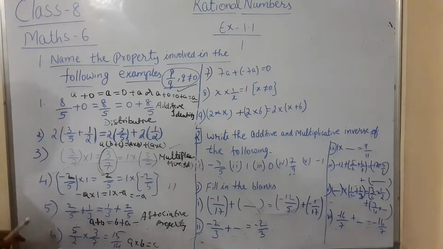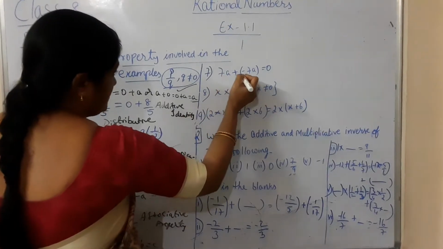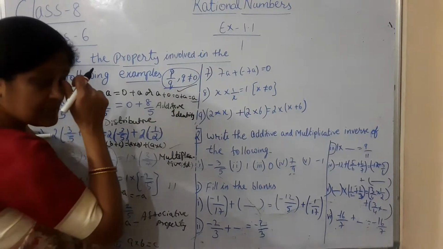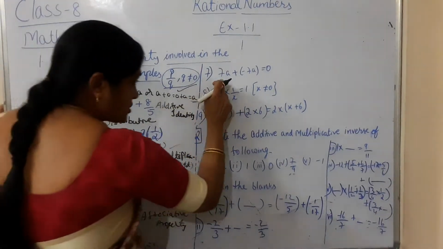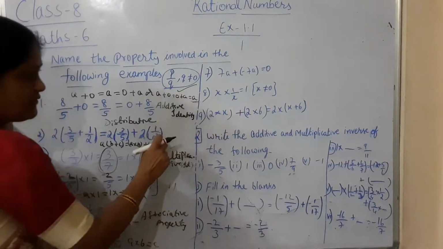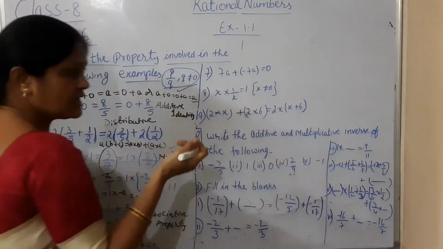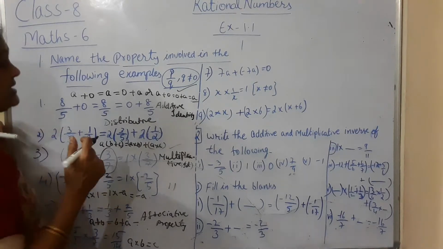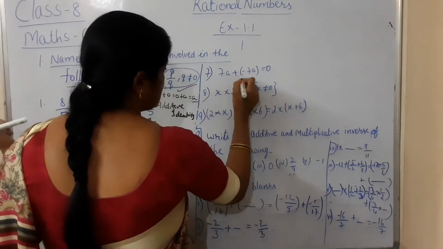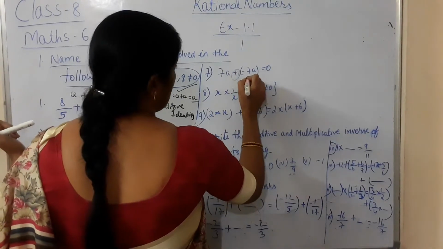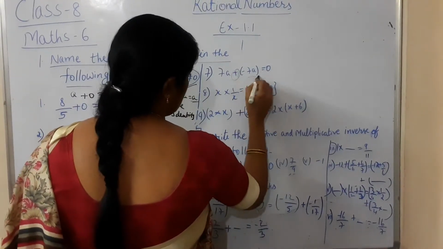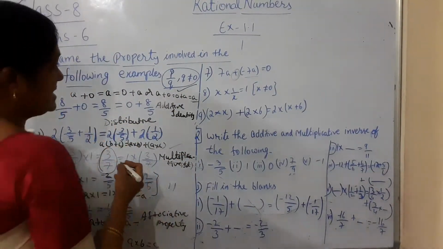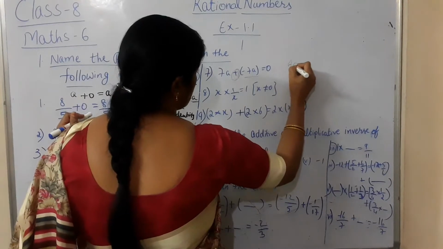Now coming to the seventh one, 7a plus minus 7a is equal to 0. So what do you recollect by this? Here this is a positive number and this is a negative number, and when added they become 0. What is the property that you recollect? Additive inverse. The plus sign is there in the middle, so it is addition, and you have plus 7a and minus 7a. What is the additive inverse of a? Minus a. So this is the additive inverse.